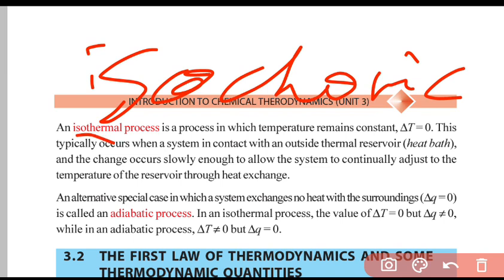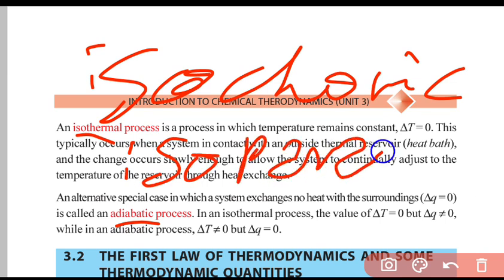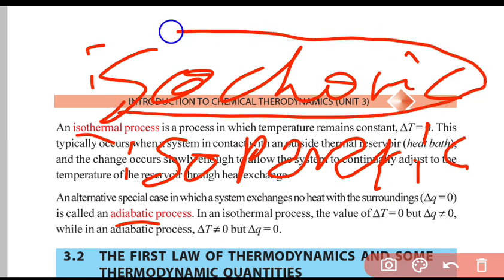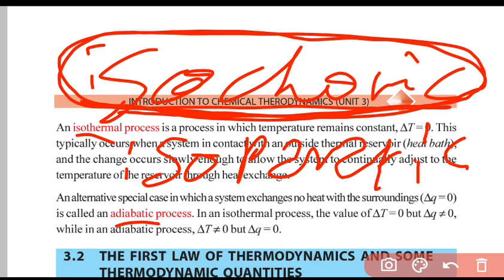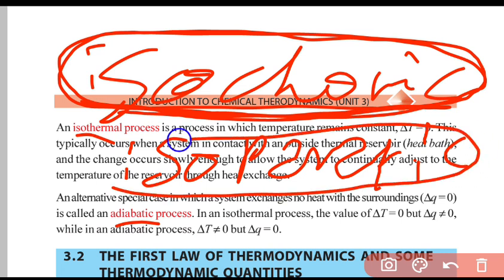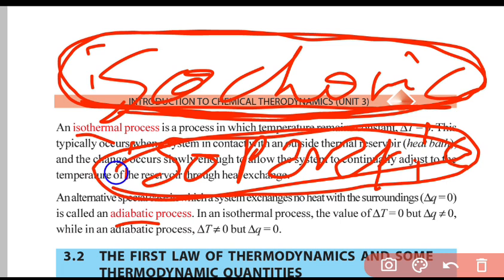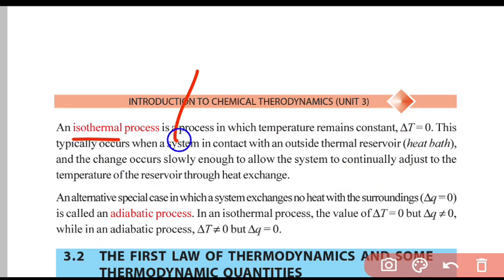Isochoric, isothermal, adiabatic, and isobaric are the processes. Isochoric is when volume is constant. Isobaric is when pressure is constant. Isothermal is when temperature is constant.